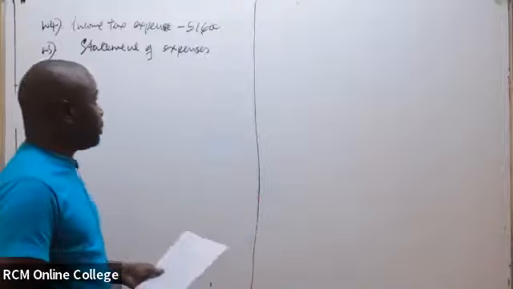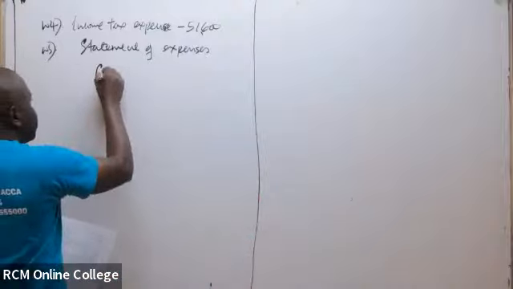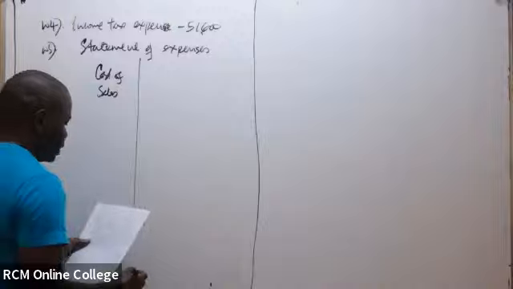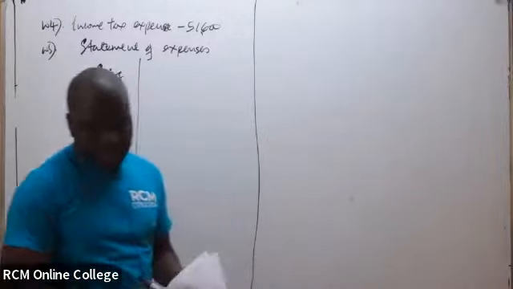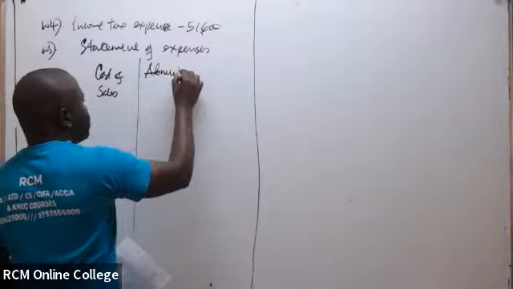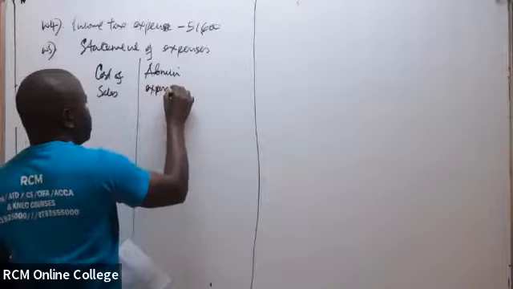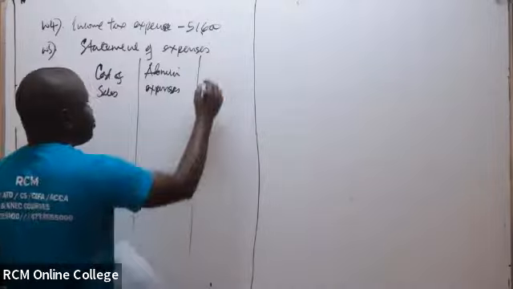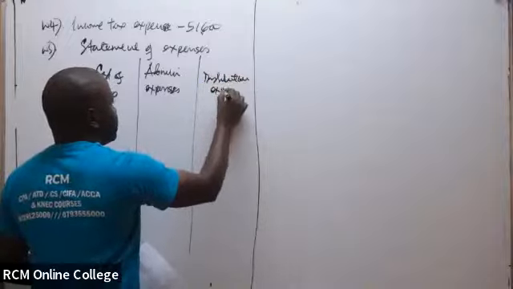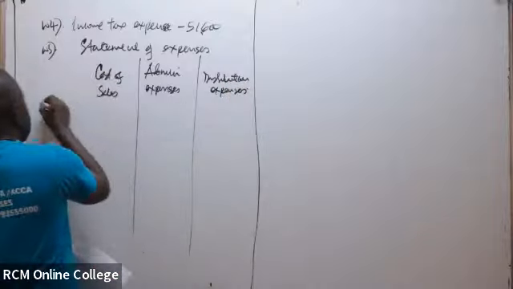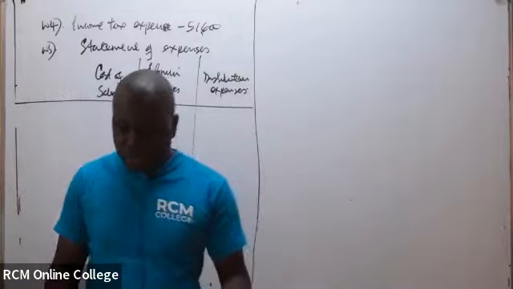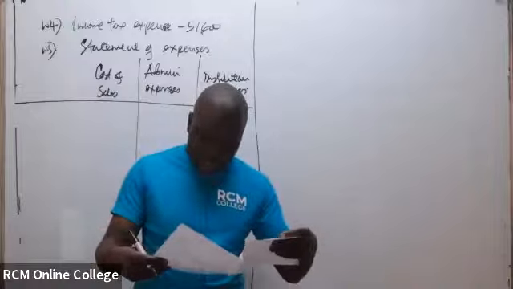The predominant expense we are talking about is the cost of sales. We are also talking about the admin expenses, administration expenses, you can write just in full. Then we have the distribution expenses. If you have finance expenses which have been affected, you can also include them.